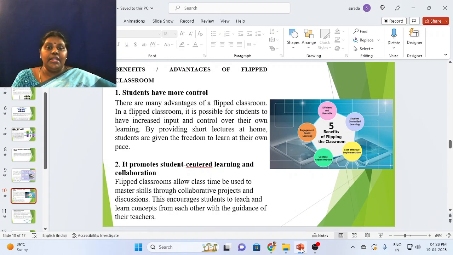The second advantage is it promotes student-centered learning and collaboration. Flipped classrooms allow class time to be used to master skills through collaborative projects and discussions. This encourages students to teach and learn concepts from each other with the guidance of their teacher.